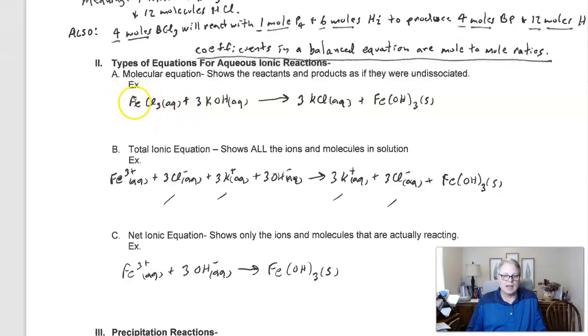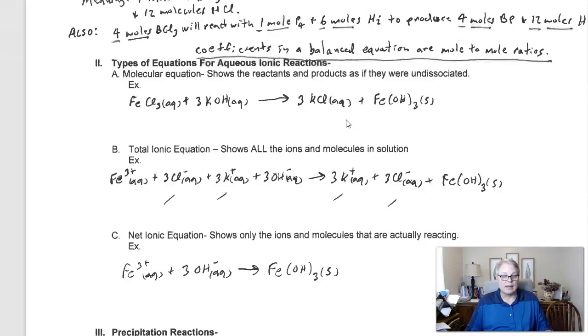So this cation here is going to go with this anion, and this cation here is going to go with that anion there. When it's all said and done, I get 3 potassium chlorides, and I get iron 3 hydroxide. That's called a double displacement or double replacement reaction. Sometimes you'll hear it called a metathesis reaction. The nifty thing about molecular equations is that sometimes it's easier to see what's going on if you write it that way, even though technically that's not what it looks like.